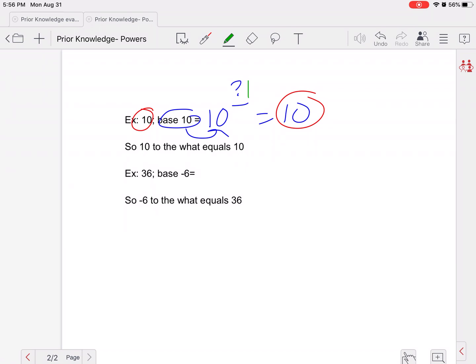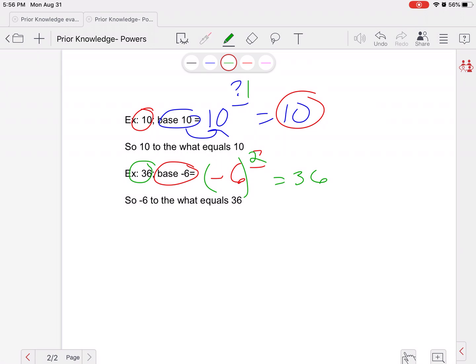Again here we're saying the answer is 36, but the base is -6. So we're saying -6 to the what power is going to equal 36. Since our base is -6, that would be in parentheses. We can kind of ignore the negative, because if we have an even number of -6s, then it's going to be positive. So if I think, well, 6 squared is 36, so I think it's 2. -6 times -6 will also give me a positive 36.